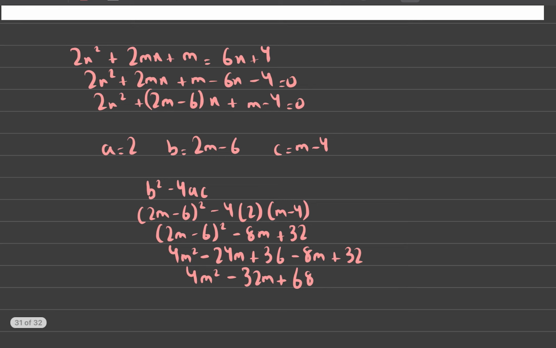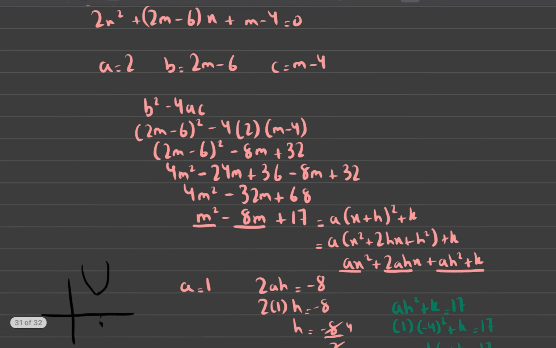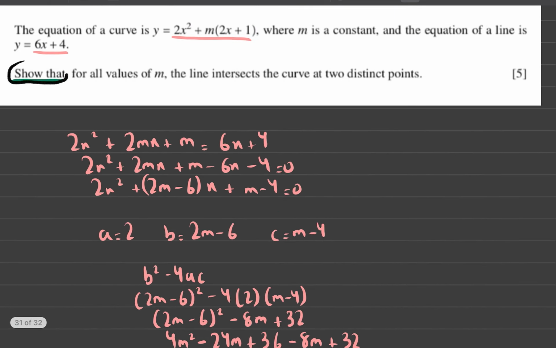Can I take 2 common? So 2m square minus 16m plus 34. Oh, I can take, in fact, 4 as common. So it's going to be m square minus, so the turning point will be 4 comma 1. And 1 is positive, that means a minimum curve. That means it's going to be somewhat like this. Do you get the idea? So in a show question, you don't need to solve this.